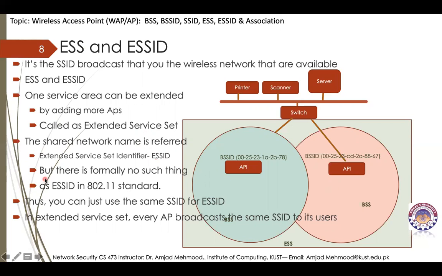So for the extended service set, the shared network name is referred to as the service set identifier, but normally you cannot see that in 802.11. You can just see the SSID, and the SSID works as the ESSID. For example, if you want to move from this AP to this AP, you can move from one network to another BSS and still get connected with the same network. So this is called ESSID.